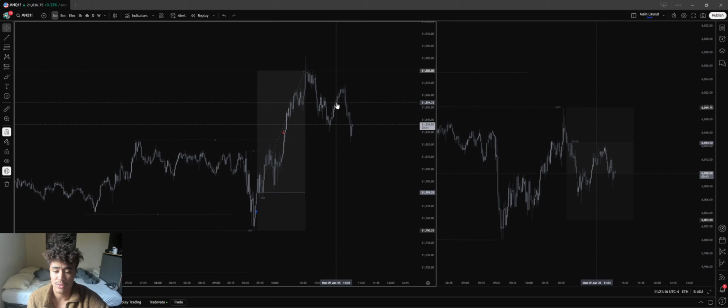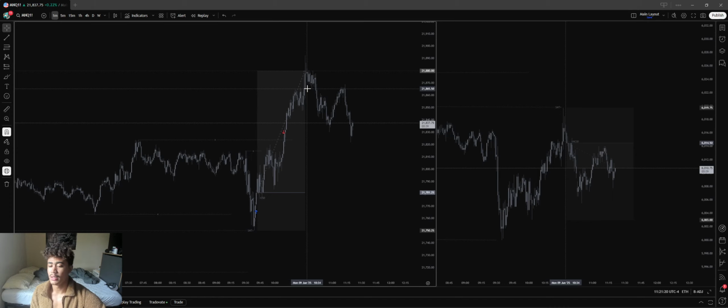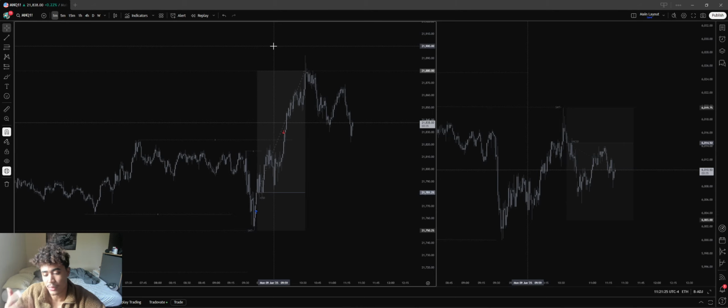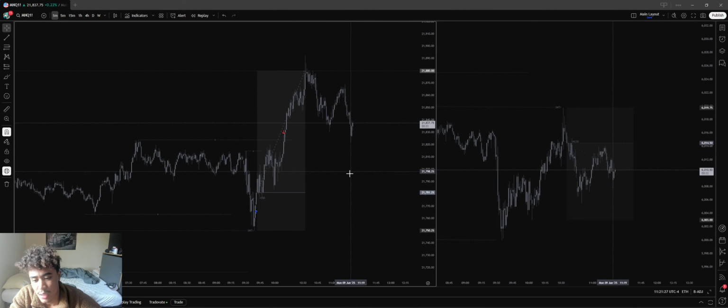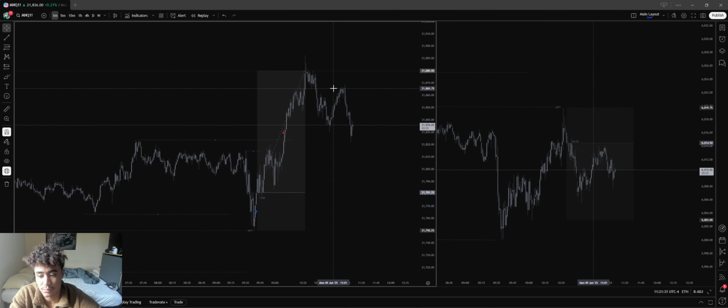Super confident in this trade position. Confidence, execution, everything about this trade was a 10 out of 10. This was very textbook. I mean, it's a very obvious draw, so 10 out of 10 on the confidence and execution. 10 out of 10 trading day as a whole.